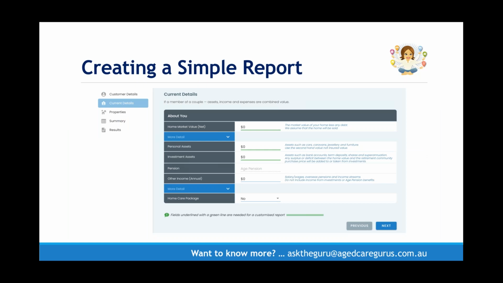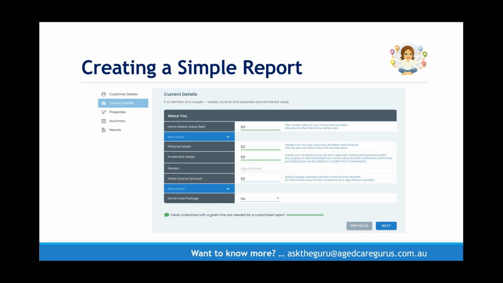When you click through to the current details, you'll see that the information needed for a customised report is the home, so their current home market value, their personal assets, and their investment assets. Without that information, a customised report won't be produced. So if you put in some of the information, so for example, let's say you put in a home market value, but you leave personal assets and investment assets blank, you'll still get a simple report.